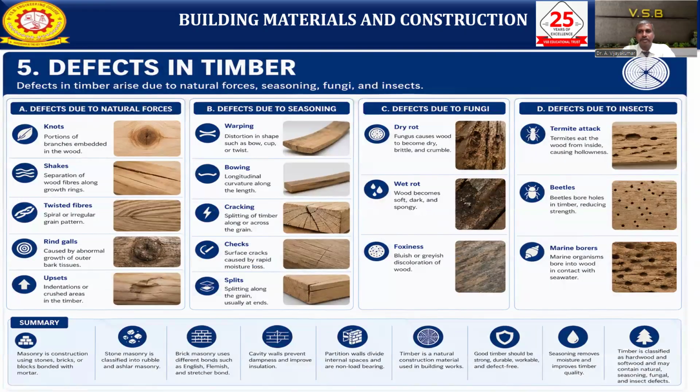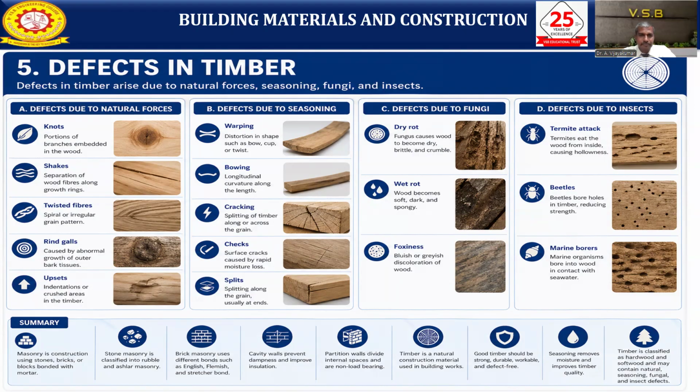So various defects also occur in timber, arising due to natural forces, seasoning, fungus, and insects. These are the sources of the defects in timber. First one is natural defects, one of which is knots. How does a knot form? The branches, if you cut them, that mark will be there, that is a knot. The portion of the branch embedded in the wood is called a knot.